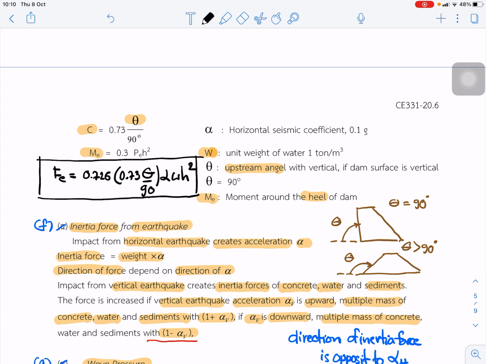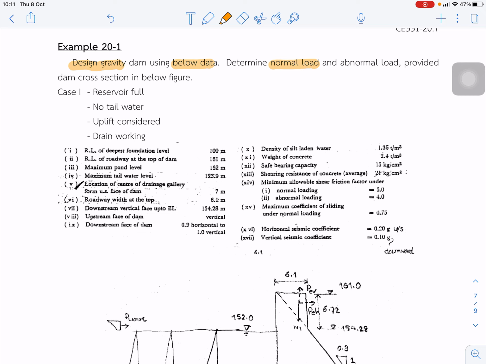And the question is, these are the gravity dams. Using the below data, determine the normal load and abnormal load on the dam cross-section in the below figure. In our condition for the dam, we have to check many cases. The first case is: the reservoir is full, no tailwater, uplift considered, and drain working.